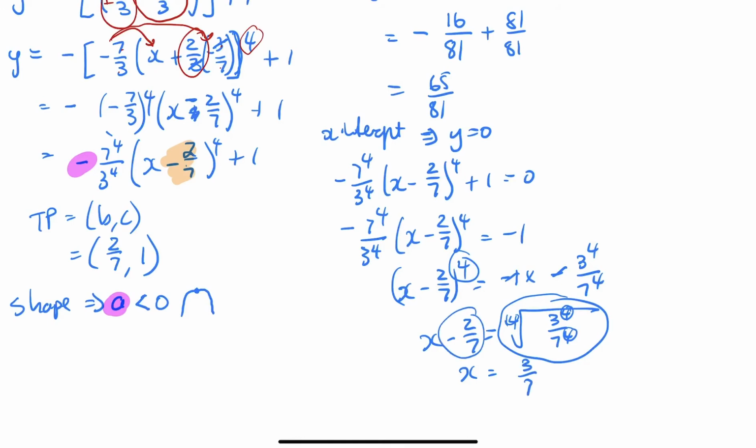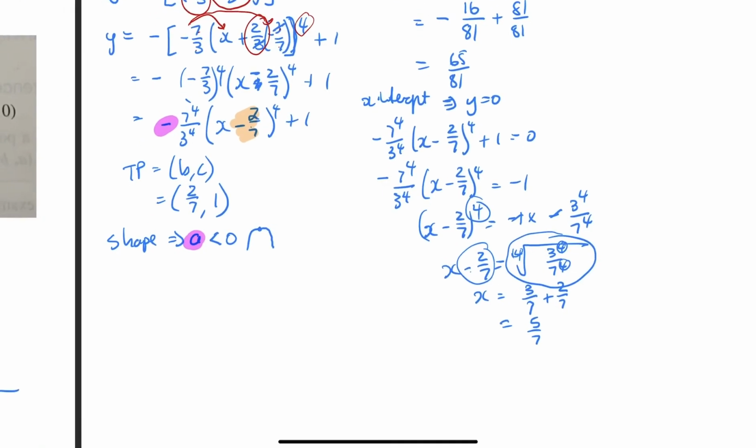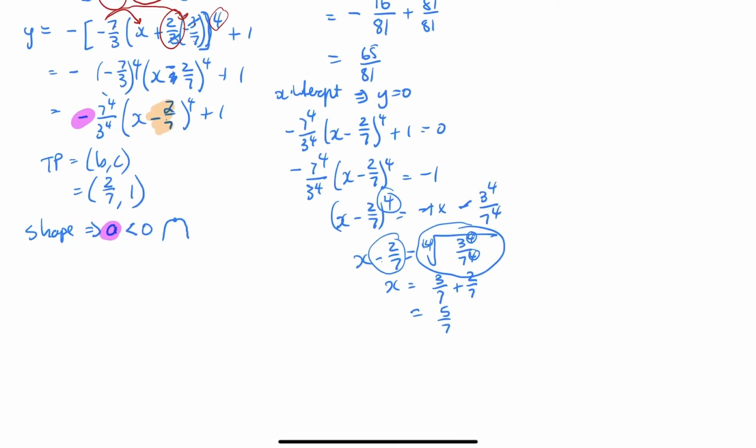And then I'm going to get rid of this minus 2 over 7 by adding it on both sides, so plus 2 over 7. Because this is to the power 4, it's plus minus. So this is going to be plus minus 3 over 7. 3 over 7 plus 2 over 7 is 5 over 7, or negative 3 over 7 plus 2 over 7 is negative 1 over 7.